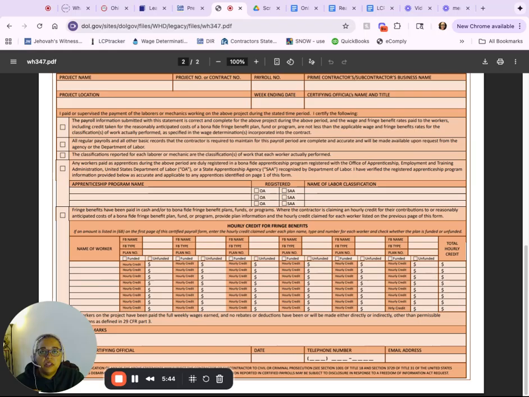Was the person paid prevailing wage? Well, yeah, why am I filling this form out if they weren't? So yeah, you check that box. Is this a classification of work that each worker performed? Again, to the best of our knowledge, it is.